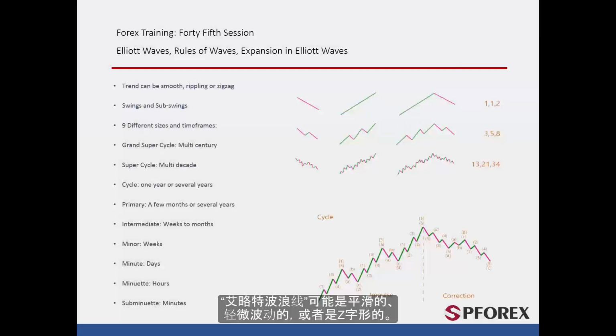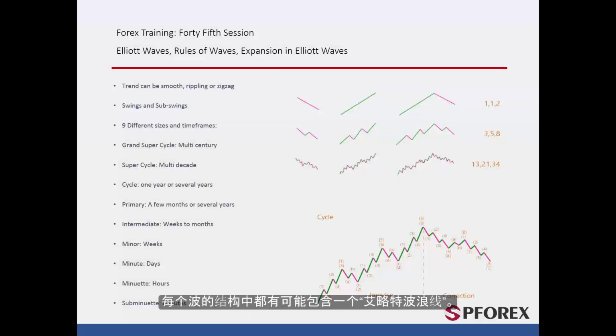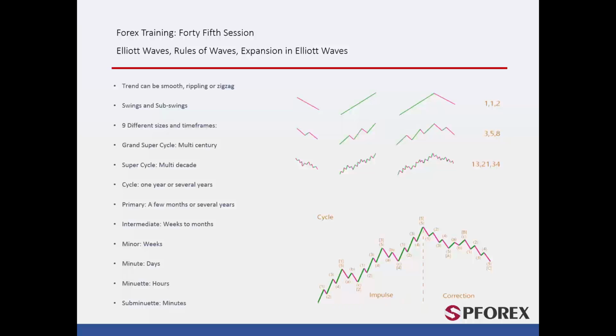Elliott wave's trend can be smooth, rippling, or a zigzag. Each swing can include an Elliott waves pattern in its structure. For instance, in this graph there are 34 swings. 34 is a Fibonacci number too. Swings can be classified into 9 categories on the basis of their size and time frame.